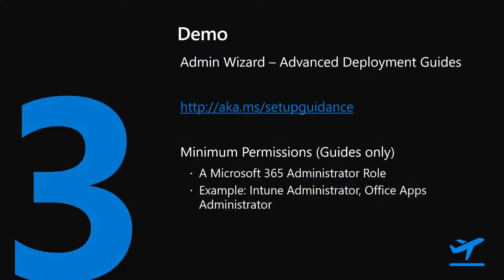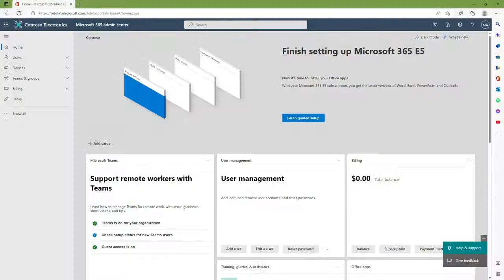All right, let's look at our last hidden gem, number 3. This is the Admin Wizard, the Advanced Deployment Guides. You can see them by going to aka.ms/SetupGuidance. Here you're going to need at least an administrative role, such as Intune Administrator or Office Apps Administrator. These guides are designed to guide you in setting up your environment, and you can find these underneath Setup.